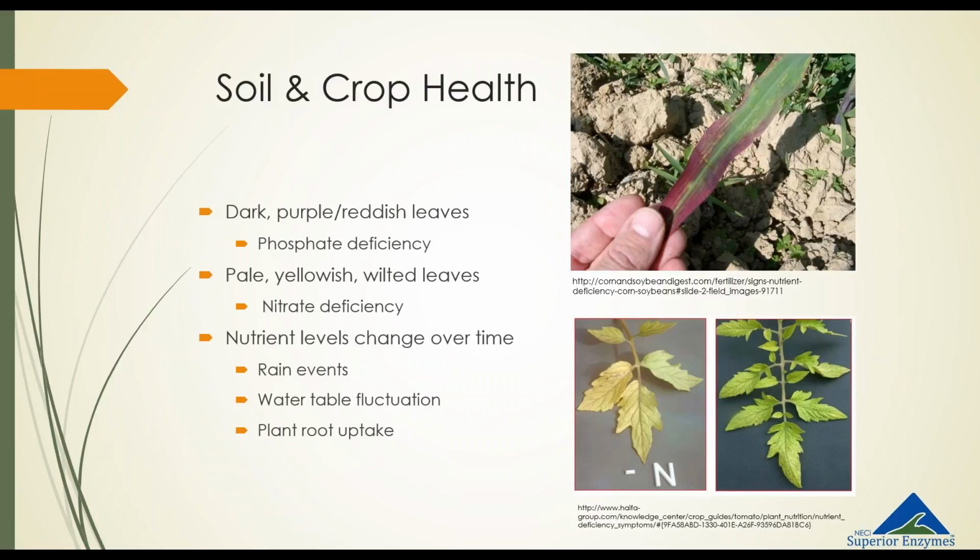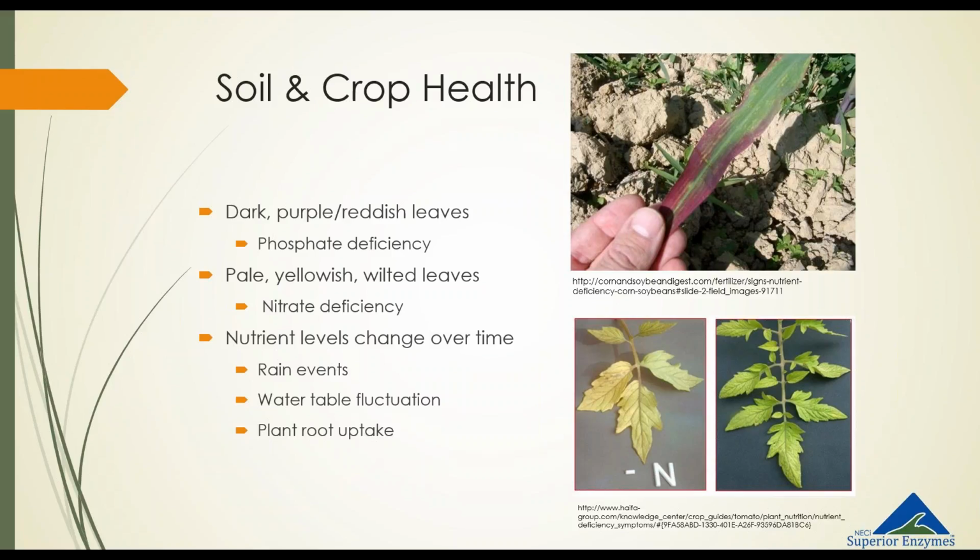So a couple different ways that you can see if your soil isn't adequate in nutrients, you can see from the plant leaves. If the leaves are dark or purple reddish, that usually means there's some sort of phosphate deficiency. And with nitrate deficiency, the leaves often will look somewhat transparent, very yellow and pale. This affects their ability to produce chlorophyll, so the results are very visual here.